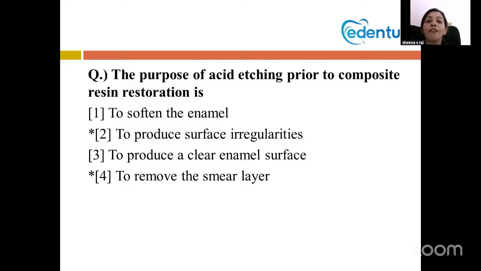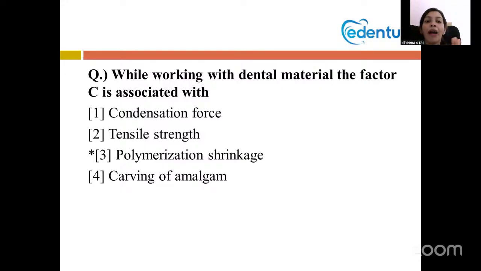What is the purpose of acid etching? As I told, etching actually increases the surface irregularity. So the answer is this. But sometimes the option might be to reduce the smear layer also. So both are answers for this question. If somebody asks what is the use of a conditioner, the answer is it is a mild acid that removes the smear layer. While working with dental materials, the factor C is associated with... Factor C means configuration factor. It is associated with polymerization shrinkage.